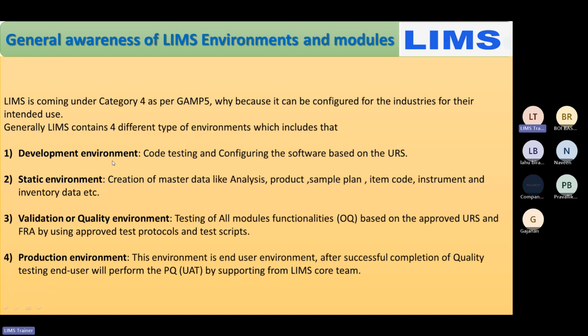After validation, there will be the production environment. Production environment means the day-to-day operation of the laboratory. If validation is okay, then only it will be shifted; the software will be handed over to the production environment. There the user acceptance testing will take place. The end user will test different samples and different testing procedures, and if it is okay, then only the software will go live in that laboratory. Have you understood the different environments? Yes.